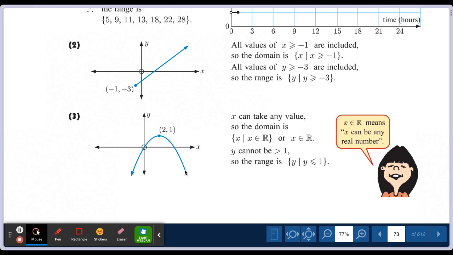However, the range has a maximum at (2, 1), which means that anything above 1, the graph would not hit. So if I pick a value of y above 1 and draw a line across this way, it will not hit the graph. So it is not part of the range. And so we would say that the range is y less than or equal to 1. Or you could write y is a member of the real set, comma, y less than or equal to 1. That would be fine as well. You could also write y is a member of negative infinity, comma, 1 square bracket. So all those notations would be fine.